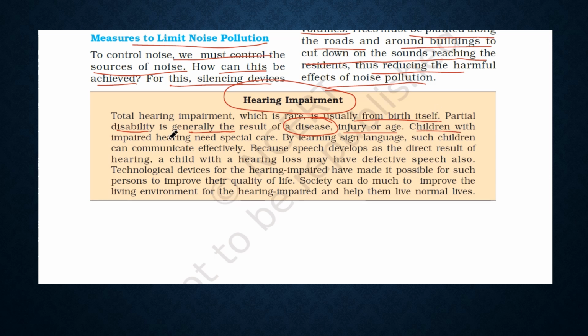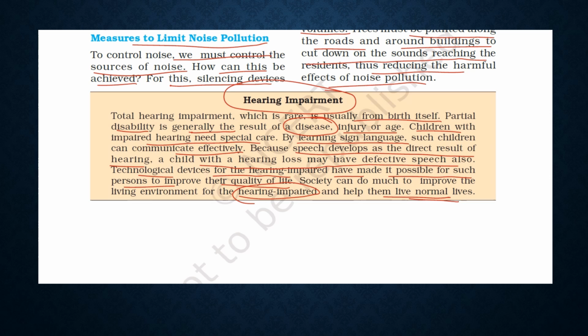Now children with impaired hearing need special care, because by learning sign language they can communicate effectively, because once the hearing part is affected, a person is unable to talk. Once you hear, only then can you learn to speak. Because speech develops as a direct result of hearing, a child with a hearing loss may have defective speech as well. Technological devices for the hearing impaired have made it possible for such persons to improve their quality of life. So society can do much to improve the living environment for the hearing impaired and help them to live normal lives. You should accept them in your society, in your life, and help them to use their sign languages to communicate with you all. You should try your best to understand that.